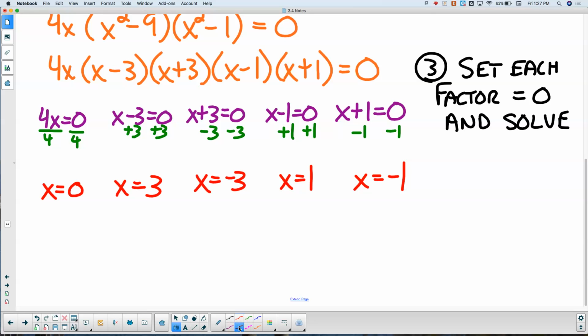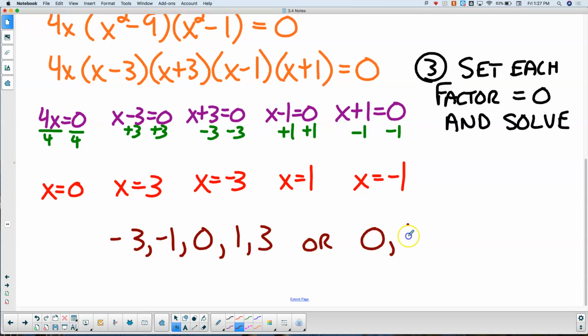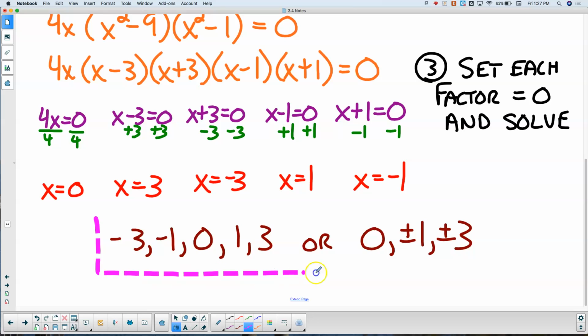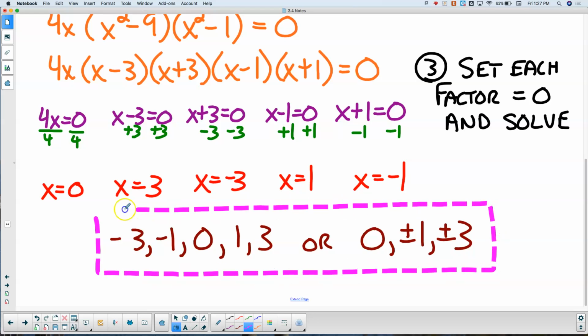So we would write them as either negative 3, negative 1, 0, 1, and 3, or we would write them as 0, plus or minus 1, plus or minus 3. If you wanted to put x equals out there and include that in your answer, that's fine. I'm okay with that. But you don't have to. You just need the list. Okay?